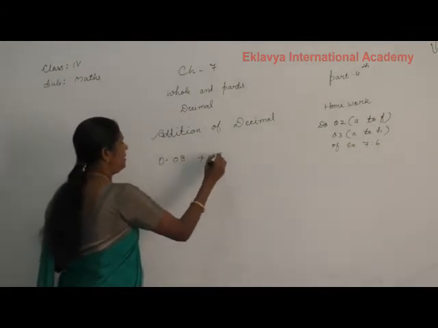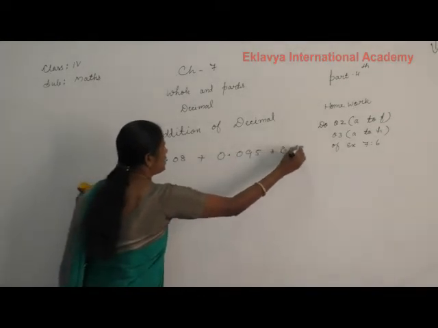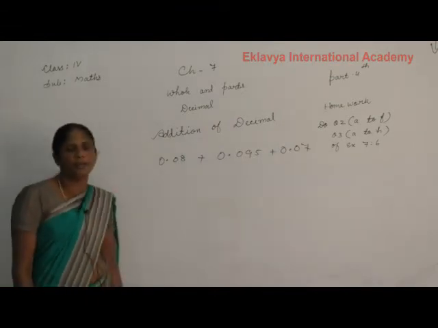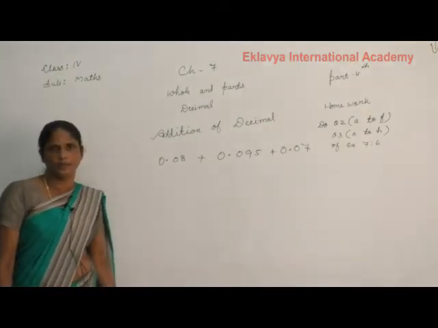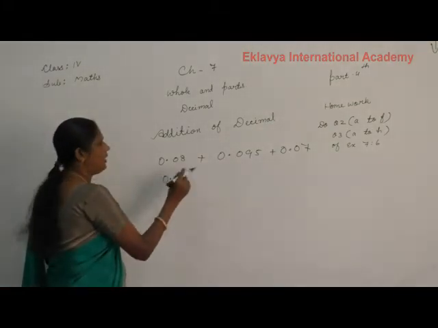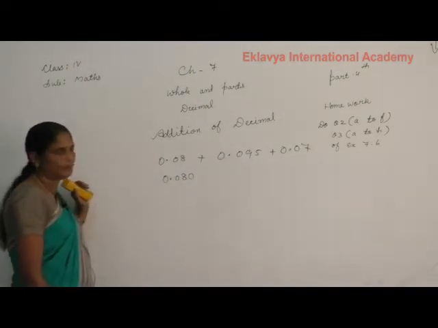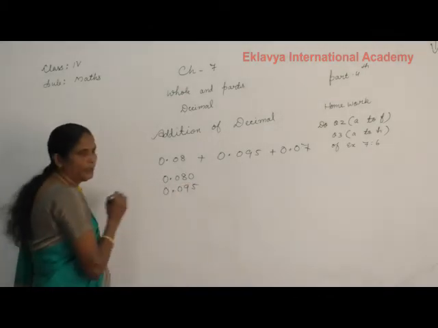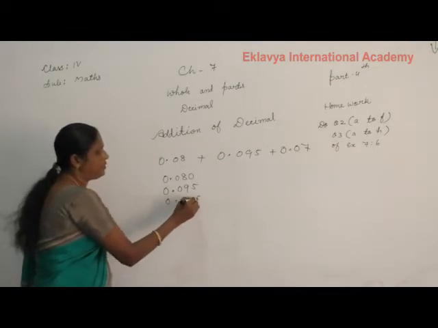0.08 plus 0.095 plus 0.07. Now this question, how to add these numbers? First you arrange these numbers in column form. 0.08. The highest number of decimal places is 3, so you put a 0 also. Now 0.095. Then next 0.07. Then put a 0 also.